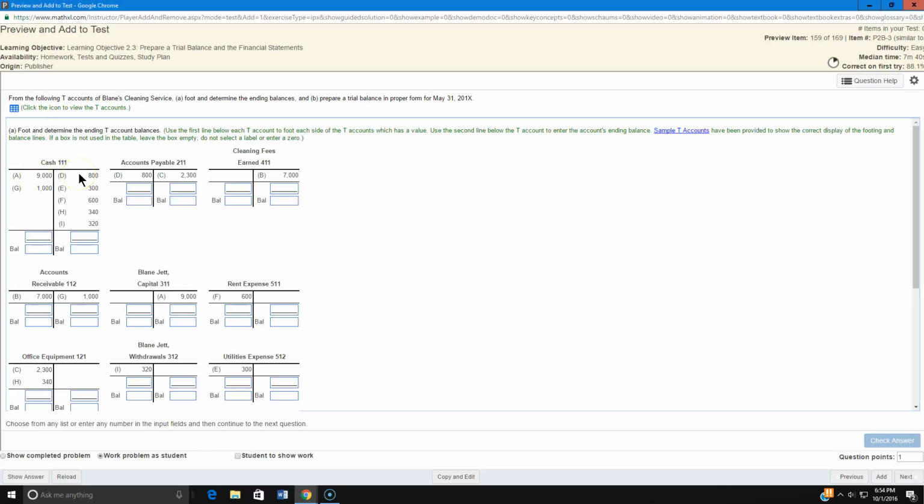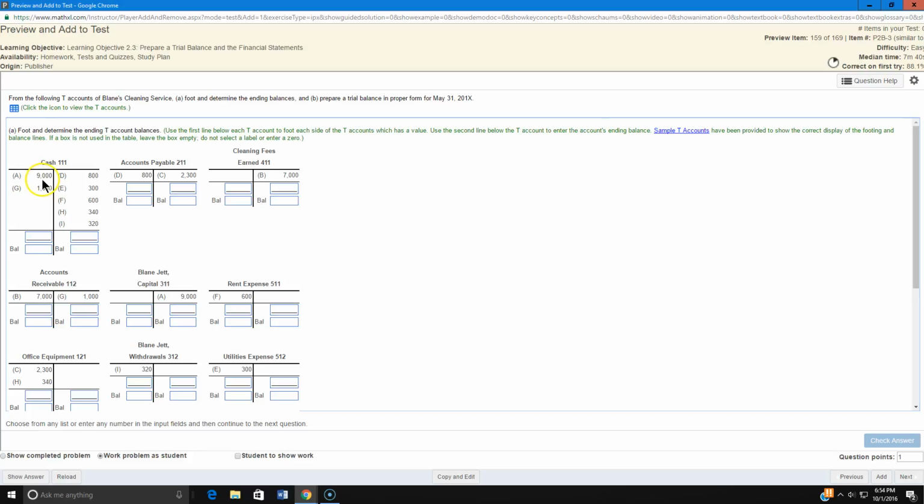The right side is always the credit side. It doesn't matter what kind of an account it is. Left and right mean debit and credit respectively. So again, analyze. The owner invests $9,000.